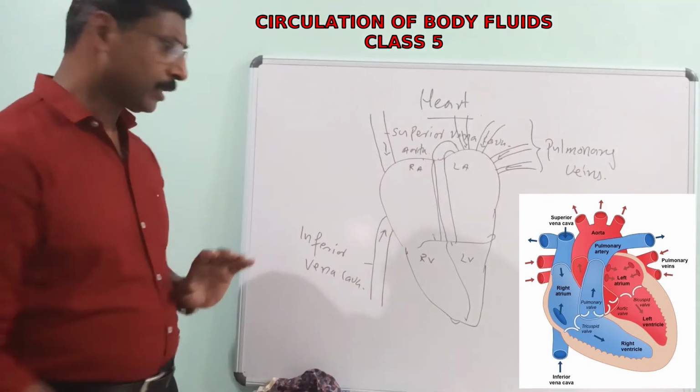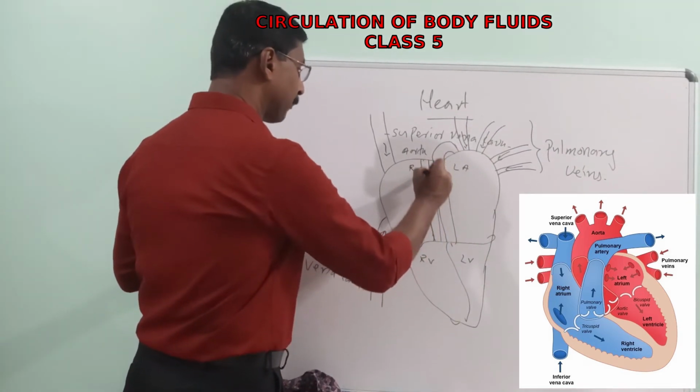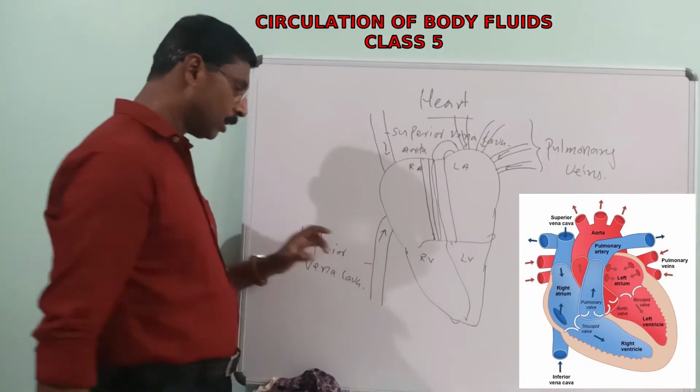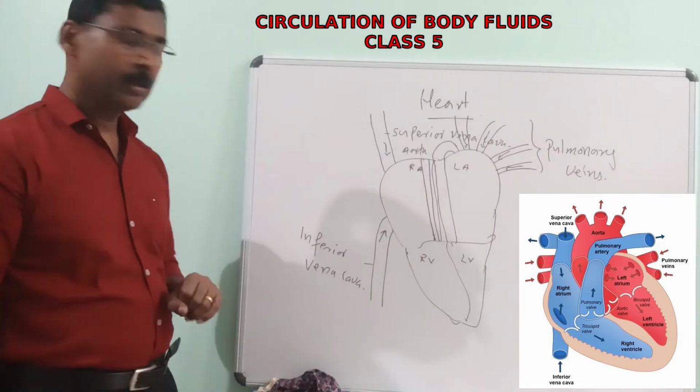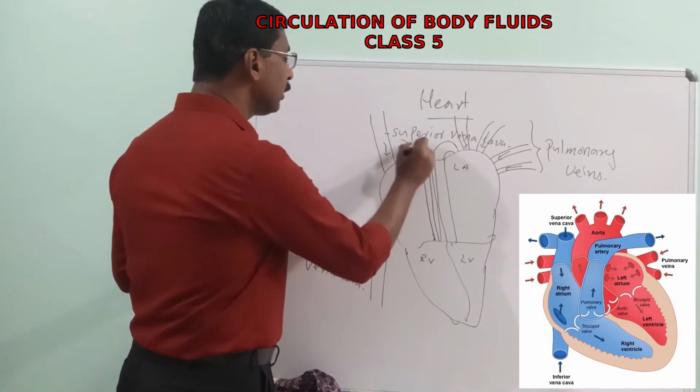And there is another artery taking its origin from the right ventricle. It goes up and divides into 2 branches.